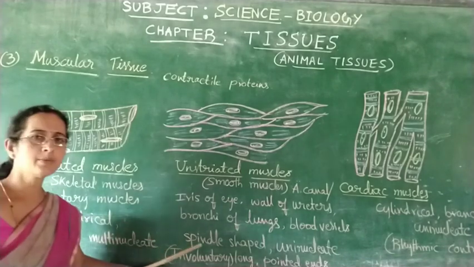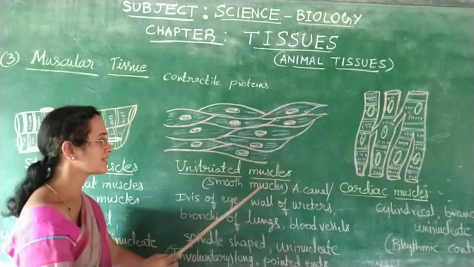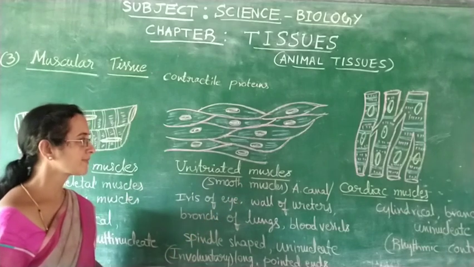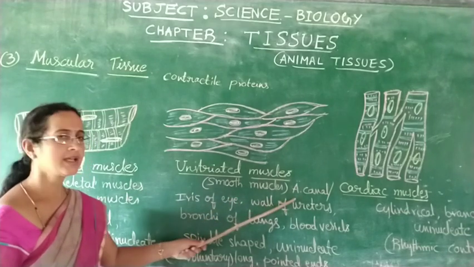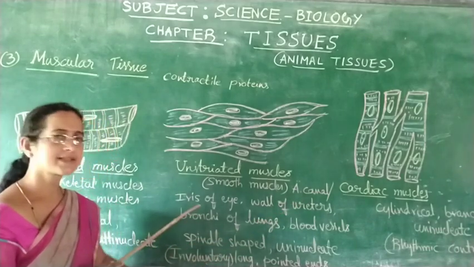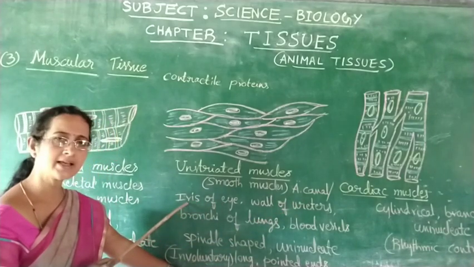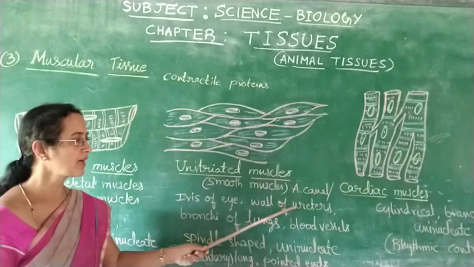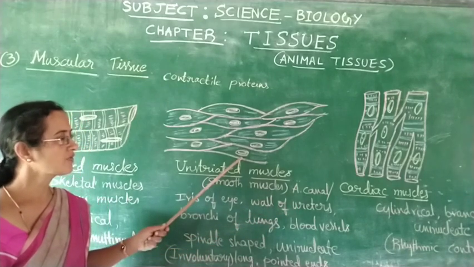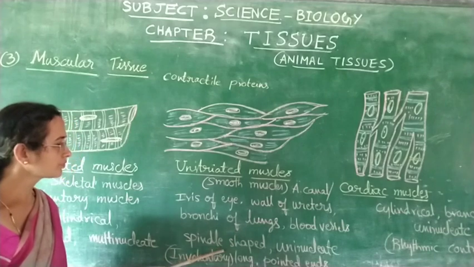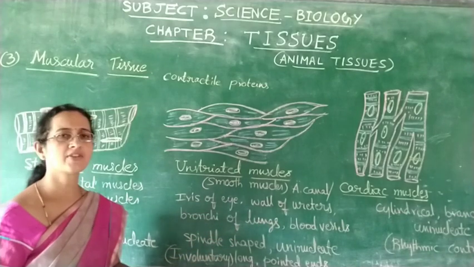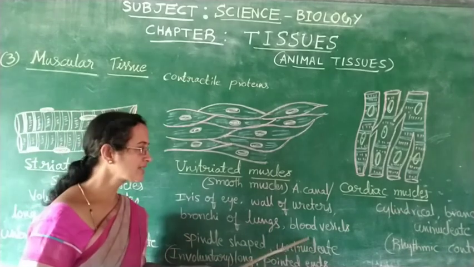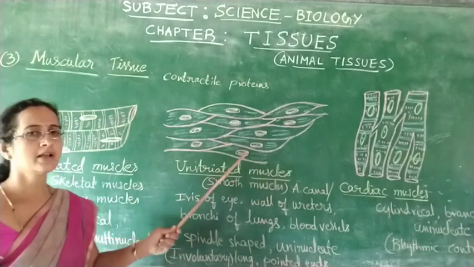Coming to the second type, these are called unstriated muscles. Unstriated muscles are also called by another name, smooth muscles. These are present in the alimentary canal, that is our digestive system, the iris of the eye, and the wall of the ureters. In the kidneys, the urine passes through the ureters, so the wall of those consists of this muscular tissue. Then the bronchi of the lungs and blood vessels. Inside the lungs, the bronchi and the inner walls of the blood vessels consist of these unstriated muscles.